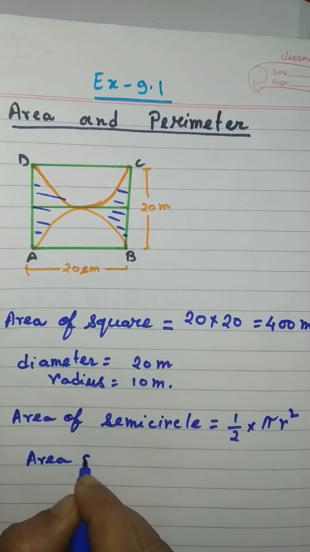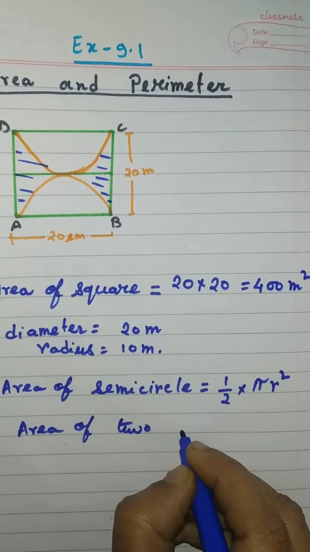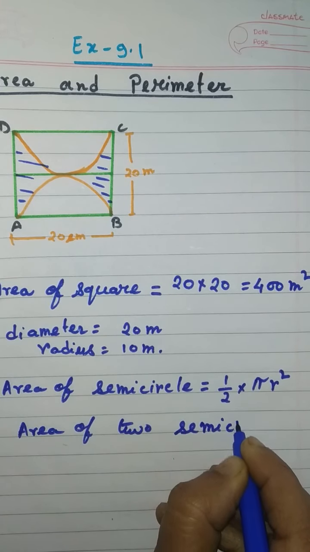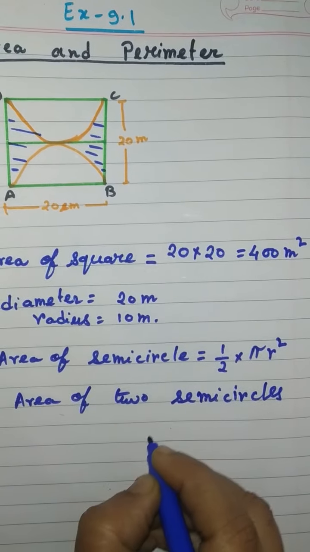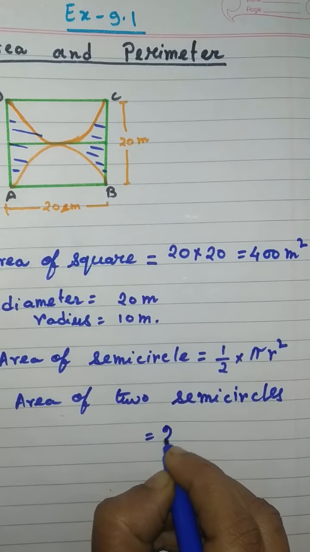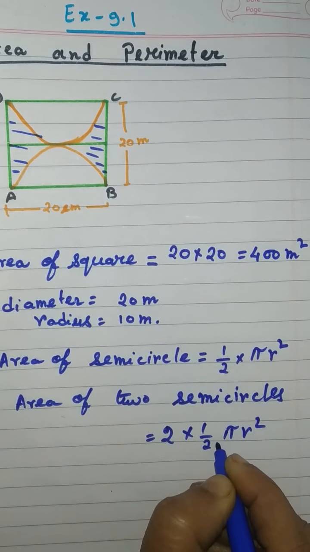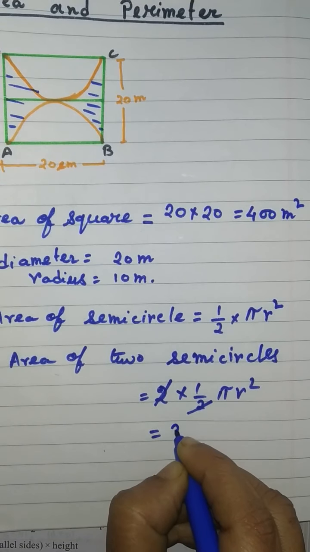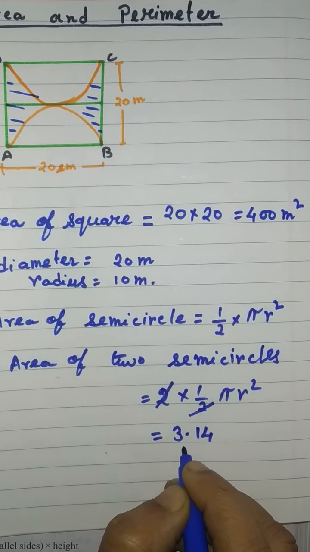So area of two semicircles is equal to 2 into half of pi r square. 2 gets cancelled. Pi r square. Pi is equal to 3.14. Pi has two values: one is 3.14, the other is 22/7.